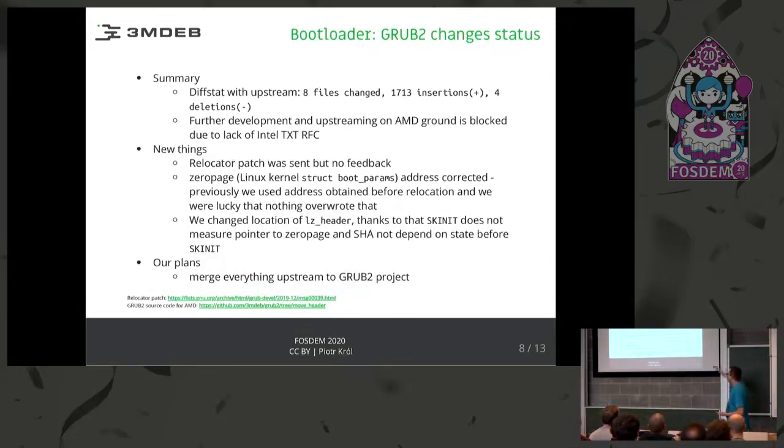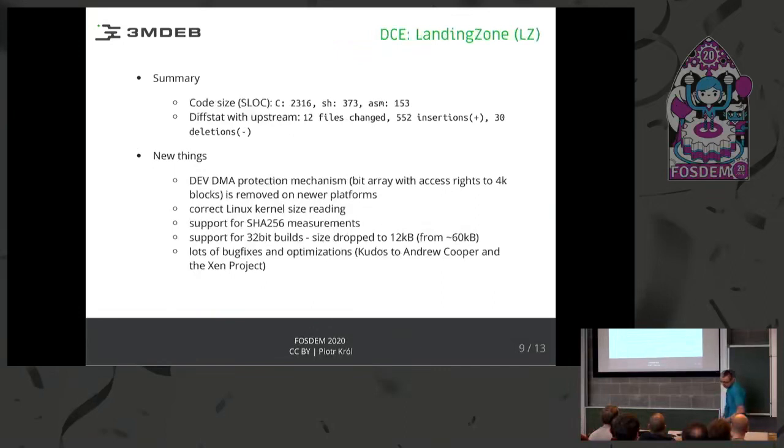I will not dive into details because it's more about implementation, but our goal is to merge everything into the upstream project. Landing zone, it's like 2,000 lines of code. Right now it lives in the TrenchBoot repository. So this is definitely related only to AMD. ACM SINIT is the equivalent on the Intel side. So this is very small, for 32 bits it's like 12 kilobytes.